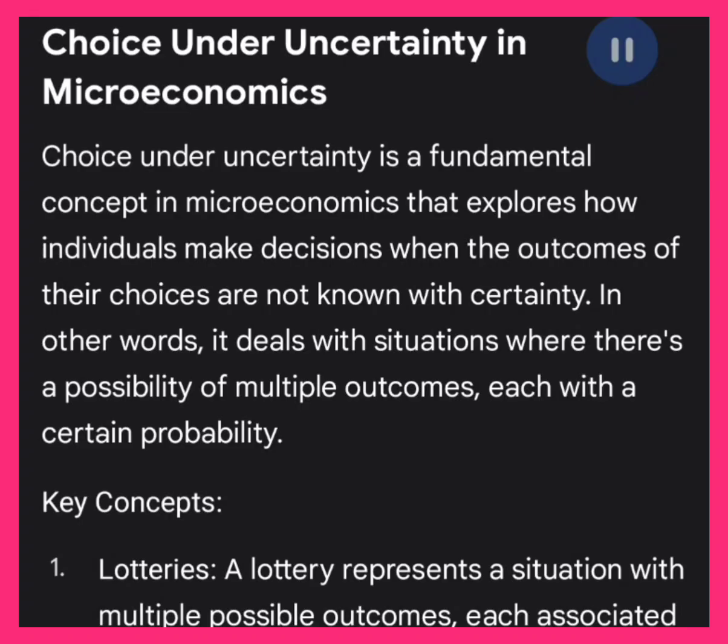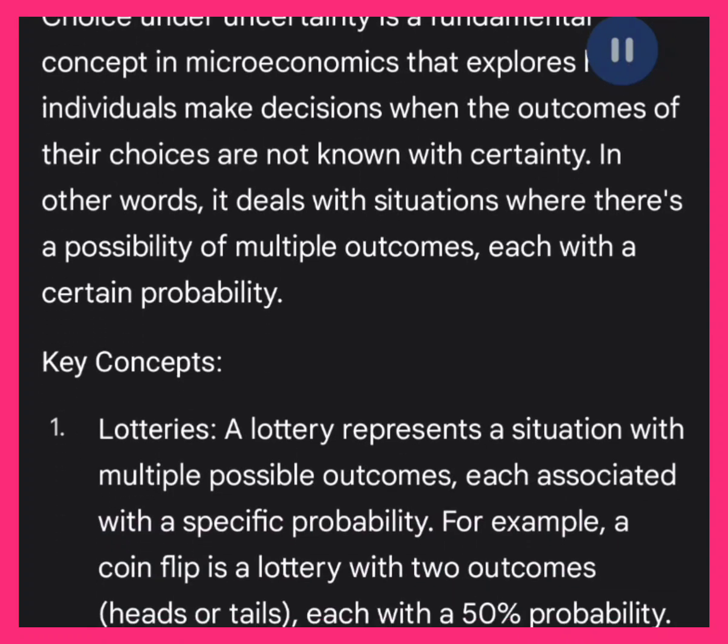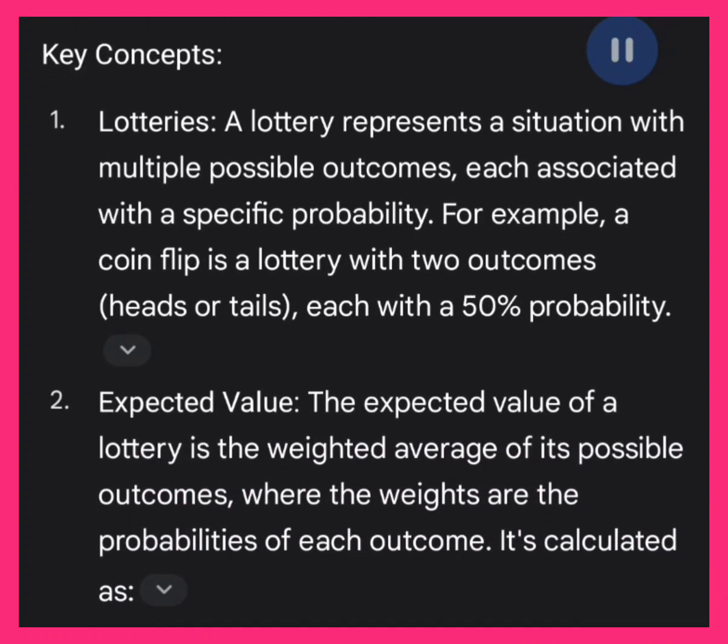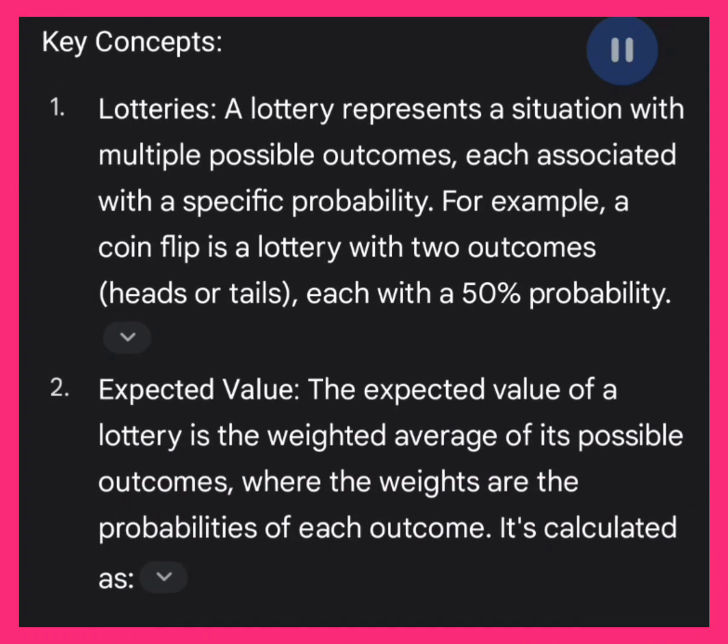Choice under uncertainty is a fundamental concept in microeconomics that explores how individuals make decisions when the outcomes of their choices are not known with certainty. In other words, it deals with situations where there's a possibility of multiple outcomes, each with a certain probability. Key concepts. 1. Lotteries. A lottery represents a situation with multiple possible outcomes, each associated with a specific probability.